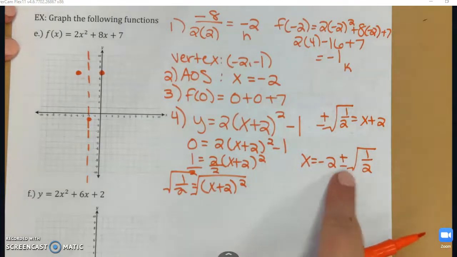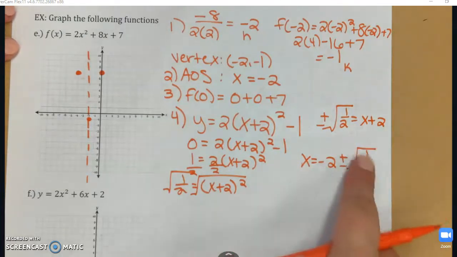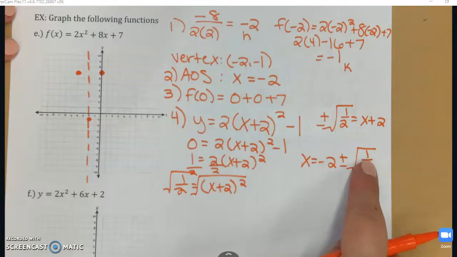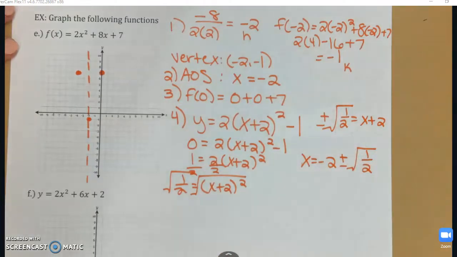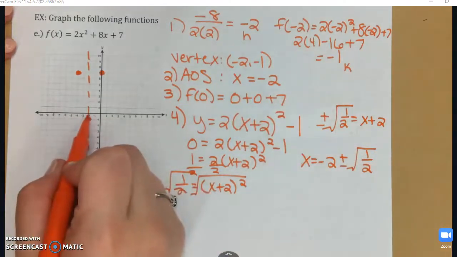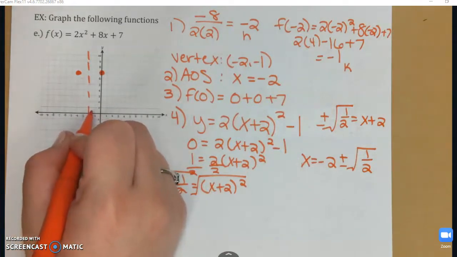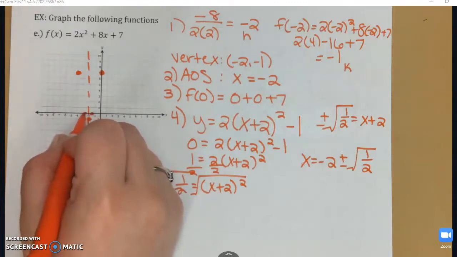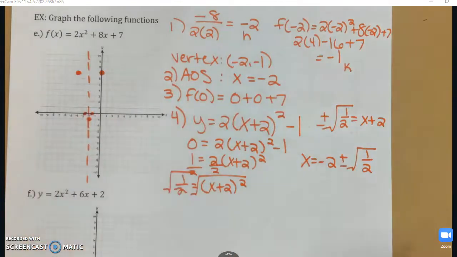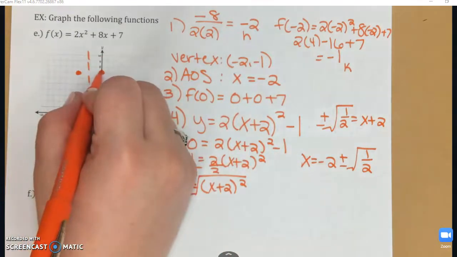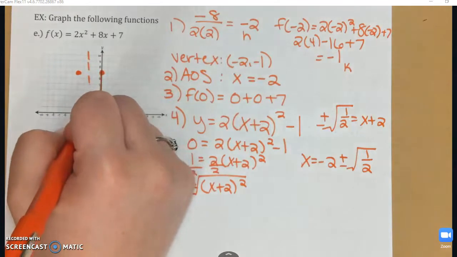And this is how I get my 2 x-intercepts. The square root of 1 over 2 is going to be a decimal, a really small number. So we're just going to kind of eyeball it here. I'm going to start at negative 2, and if I add the square root of 1/2, that's going to go to the right just a little bit. And if I subtract it, it's going to go to the left just a little bit. But again, they're symmetric. They're an even distance away from the axis. Just eyeball it here. It doesn't have to be perfect.